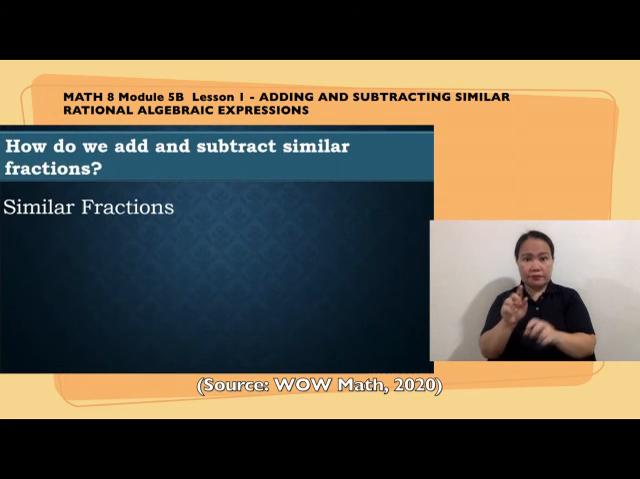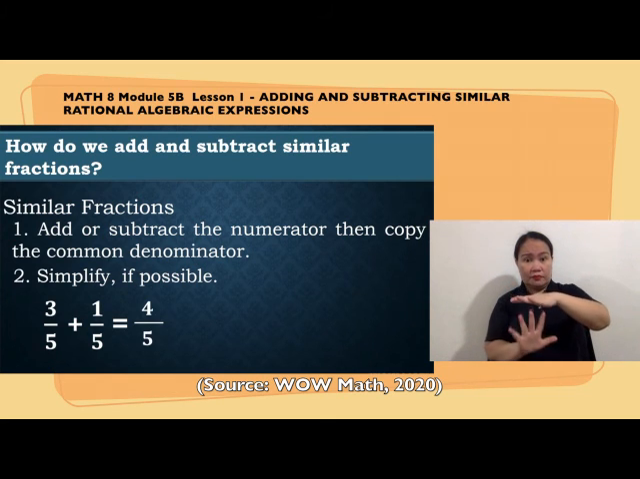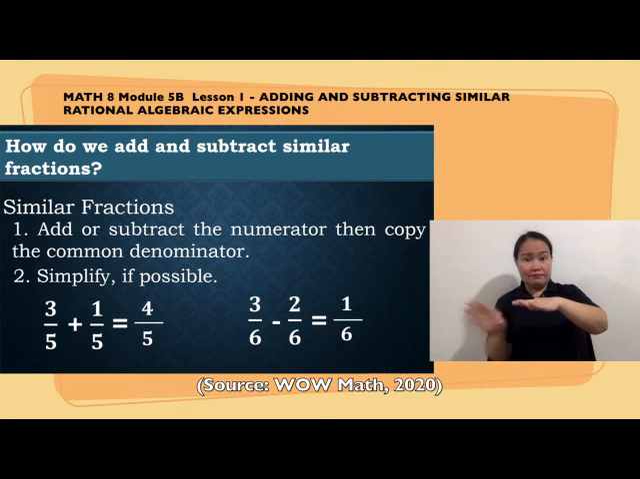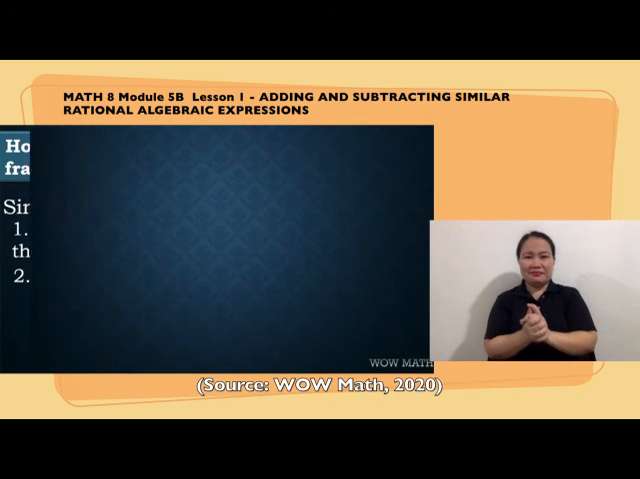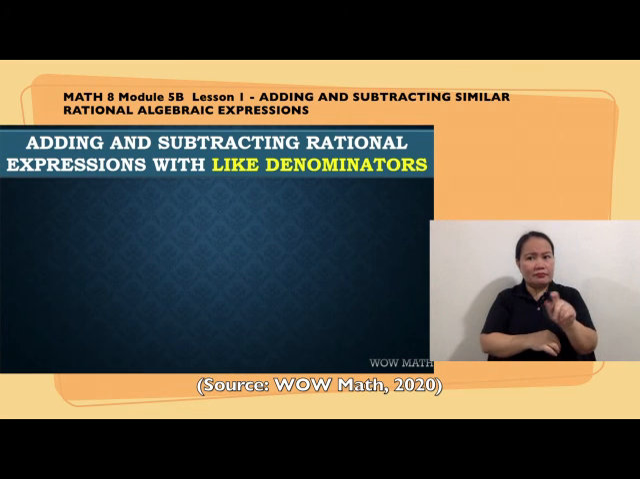Next. I have 3 over 5 plus 1 over 5. So, we have 4 and then 5. Okay, so the answer is 4/5. Next, 3 minus 2, that is 1. And then, copy the denominator, that is 6. So, 1 over 6. So, how do we add and subtract rational expressions with like denominators?